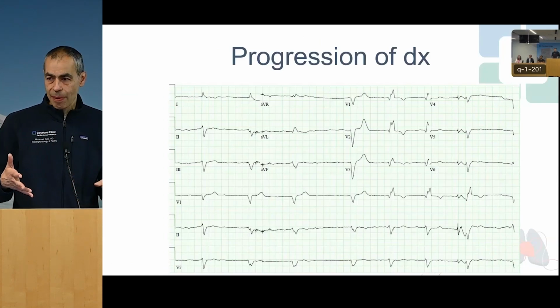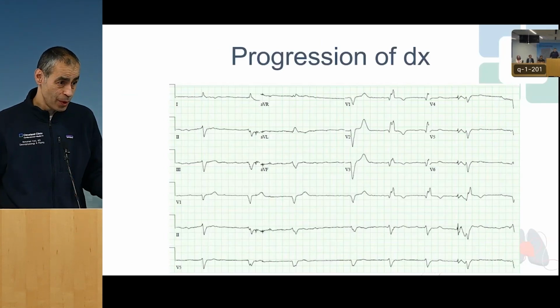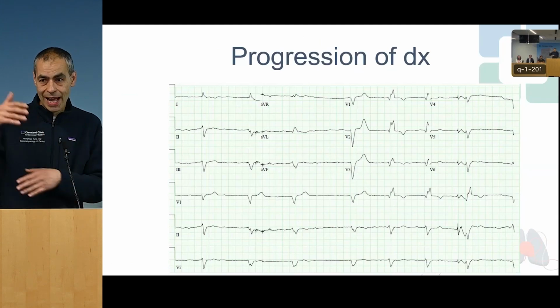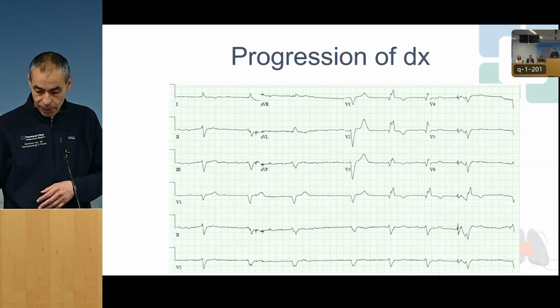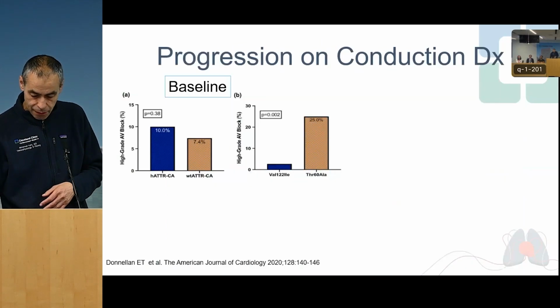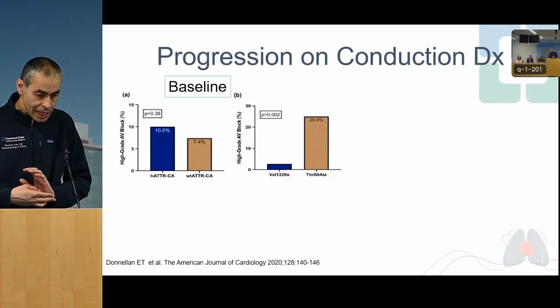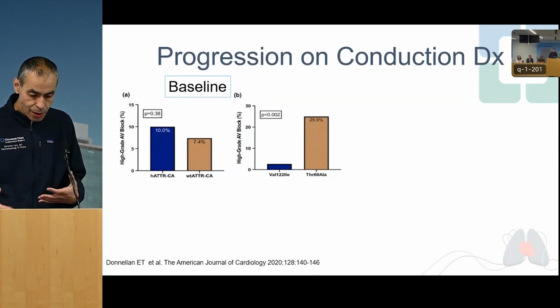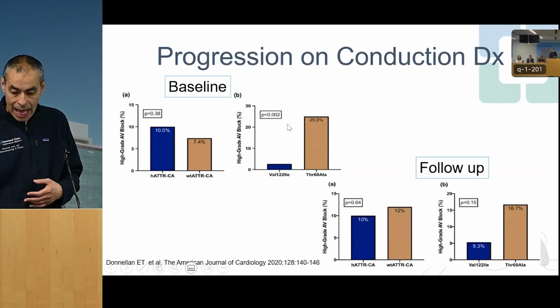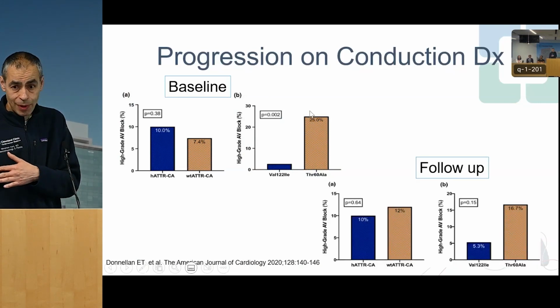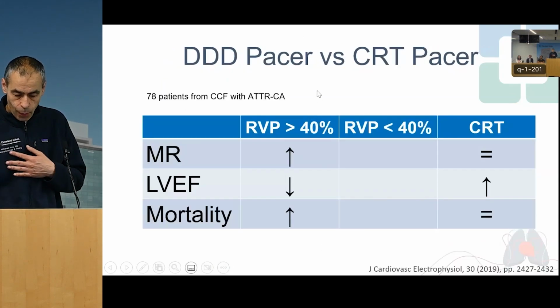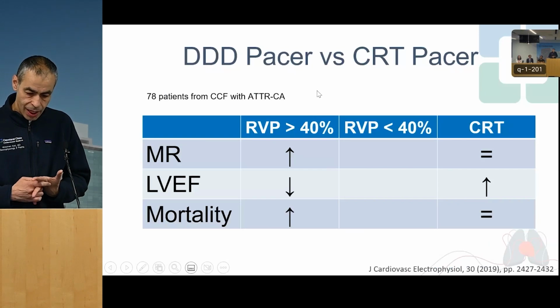And another feature of conduction disease is that it progresses with time. So a first-degree AV block one day, after a year or two, they end up with complete heart block, like for example, in this individual. And what we've seen here from this institution is that hereditary TTR has higher risk of AV block, and that AV block actually can progress with time compared to the wild type TTR.